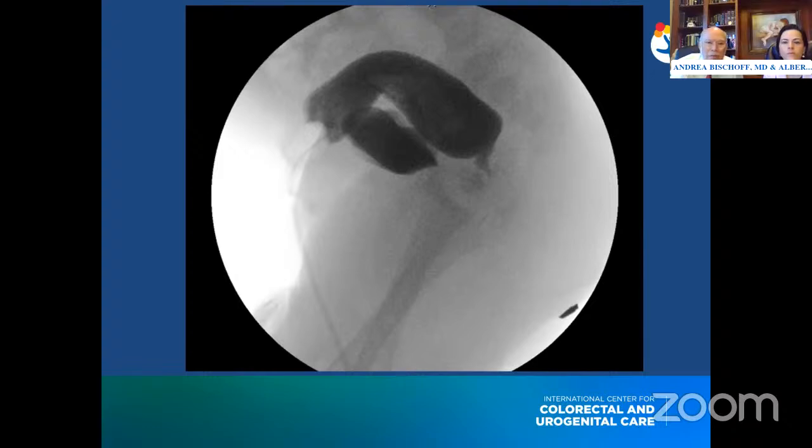Now, what happens if you see a patient like this and you are going to operate on him? Number one, you have to look for the rectum. You can see the coccyx here.